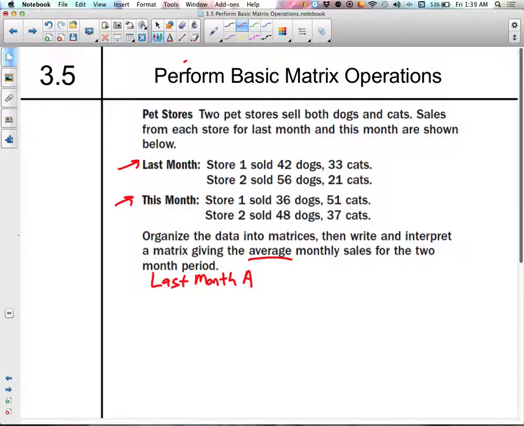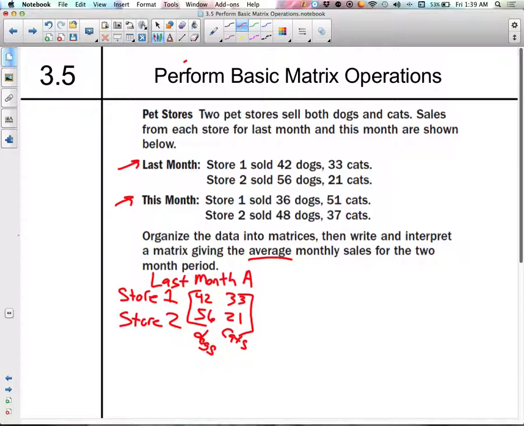We had the two stores, right? We have store 1 and we have store 2. And in store 1, there was 42 dogs and 33 cats. And then store 2 had 56 dogs and 21 cats. So the column represents your dogs. The first one is dogs and the second one is cats.